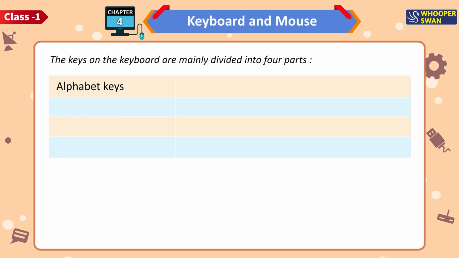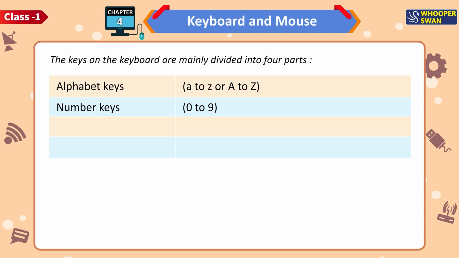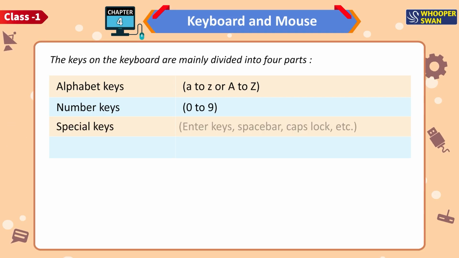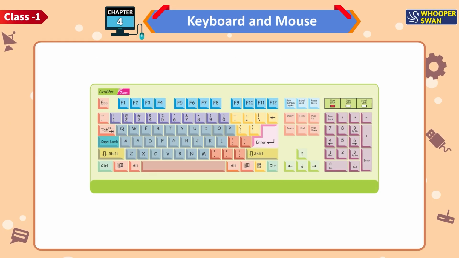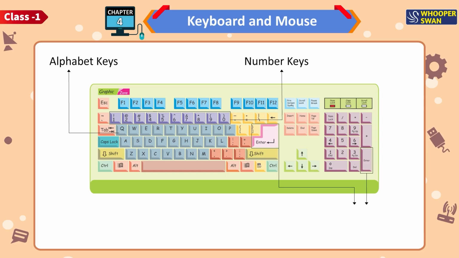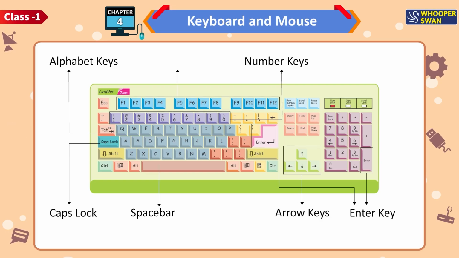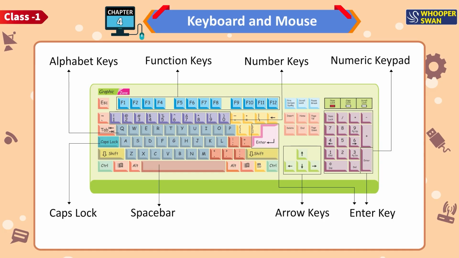Alphabet keys. Small a to z or capital A to Z. Number keys. 0 to 9. Special keys. Enter key, spacebar, caps lock, etc. Function keys. F1 to F12. Alphabet keys. Number keys. Enter key. Spacebar. Caps lock. Arrow keys. Function keys. Numeric keypad.